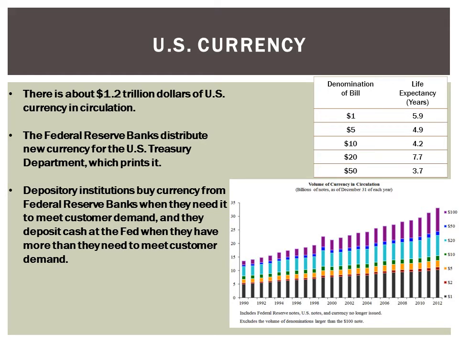There is about $1.2 trillion of U.S. currency in circulation. The Federal Reserve Banks distribute new currency for the Treasury Department, which prints it. Banks and other institutions buy currency from the Federal Reserve when they need it and deposit cash to the Fed when they have too much cash on hand.